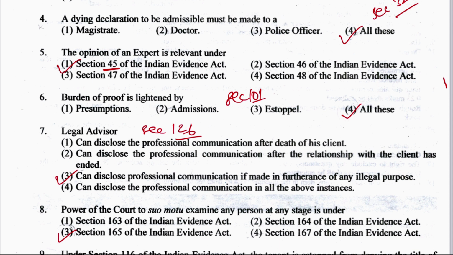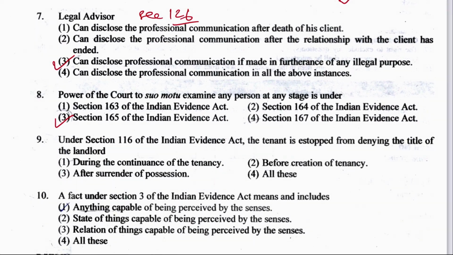And what do the other sections talk about? Section 163 of the Indian Evidence Act says giving as evidence of any document called for or produced on notice, section 164 is using as evidence of any document, production of which was refused on notice, and 167 is no new trial for improper admission or rejection of evidence. The right answer here is section 165.